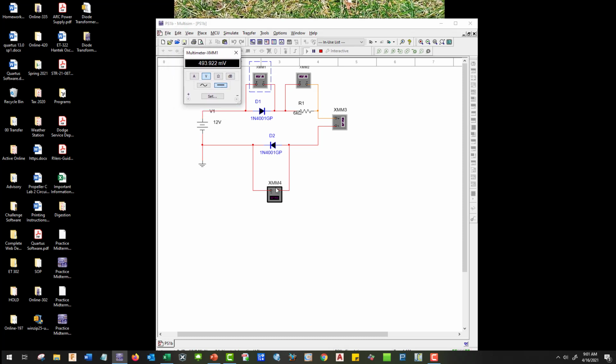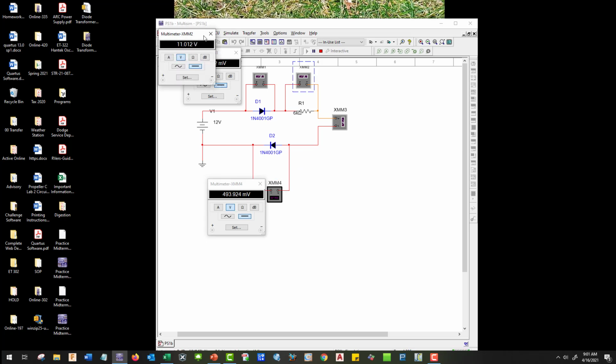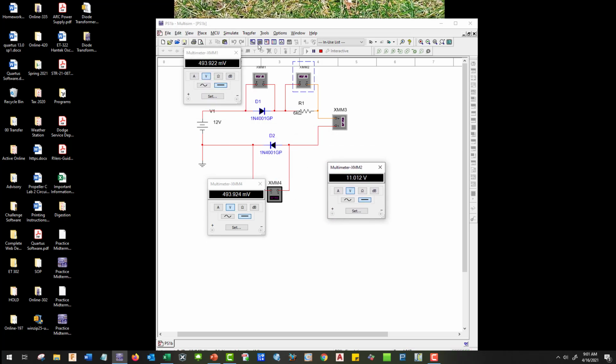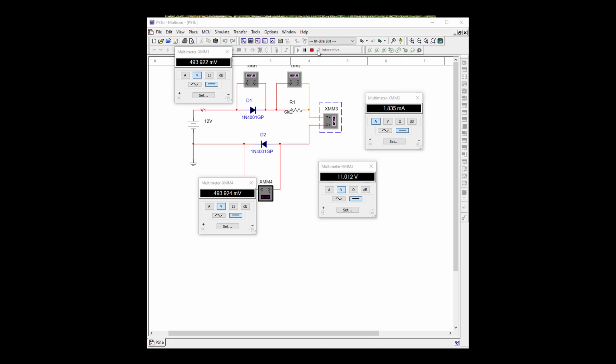Okay, so we have 0.493 and 0.493, so we're going to subtract this, which is about 1 volt, from the source. 12 minus 1 is right around 11, and that voltage will be left across the resistor. Good. Okay, so let's power off and open up our next file.